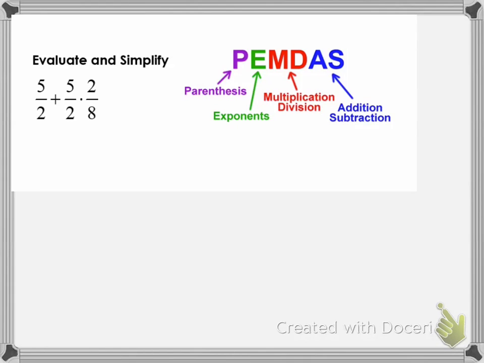In this video, we are going to apply the order of operations to some fraction operations where we need to evaluate and simplify this expression. So we have 5 halves plus 5 halves times 2/8.